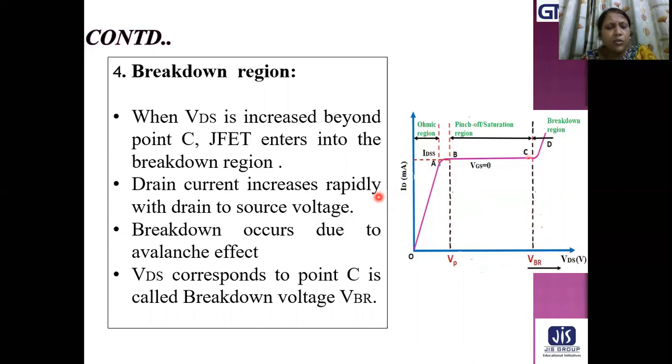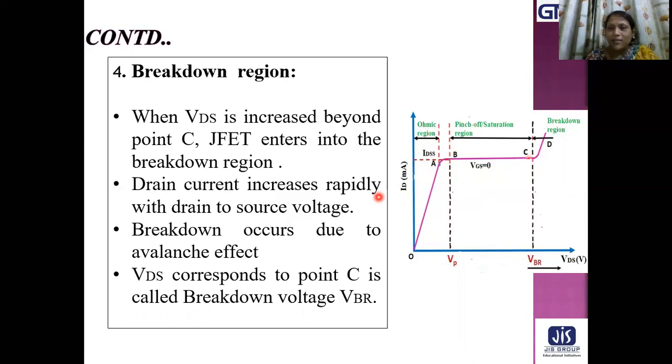It is interesting to note that increasing the value of VDS makes a JFET behave like a resistor in the ohmic region, then as a constant current source in the pinch-off region, and finally as a constant voltage source in the breakdown region. Because if you keep on increasing the voltage, it is not increasing the current. So it behaves like a constant voltage source in the breakdown region, a constant current source in the pinch-off region, and a normal resistor in the ohmic region.